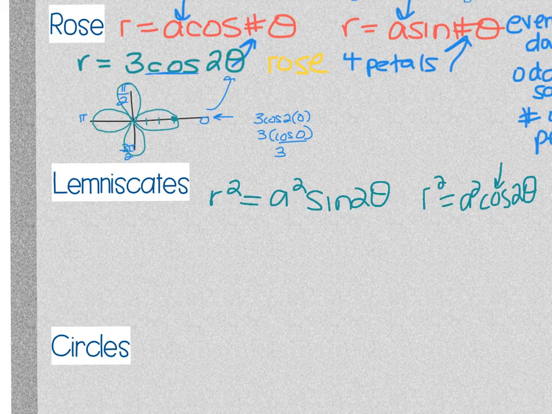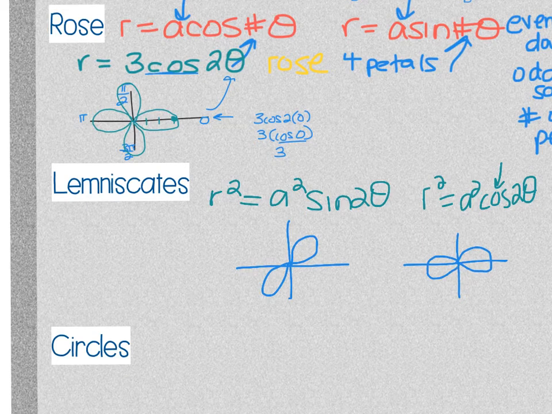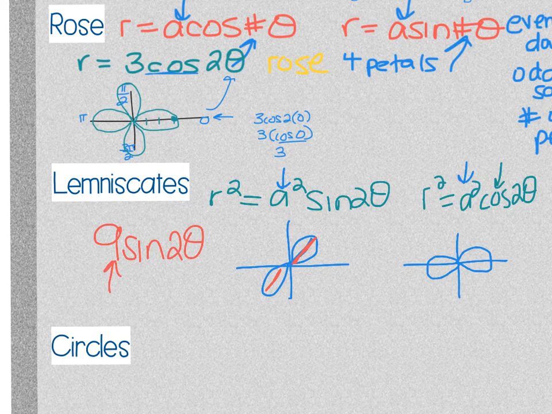But they will be symmetric to your pole because if you plug in a negative r, the r squared is going to make it go back positive. So these look something like your infinity symbol, where it would be just symmetric to the pole, or symmetric to the pole and to the polar axis where it's the cosine. And then the number on the front is the square of a, and that's how far out your petals go. So if it was 9 sine 2 theta, the furthest point out would be the square root of 9, which is 3, and that's how far out your radius would go. So lemniscate, do the same thing, know that it's an infinity shape, but plot some points, figure out where your curve goes.